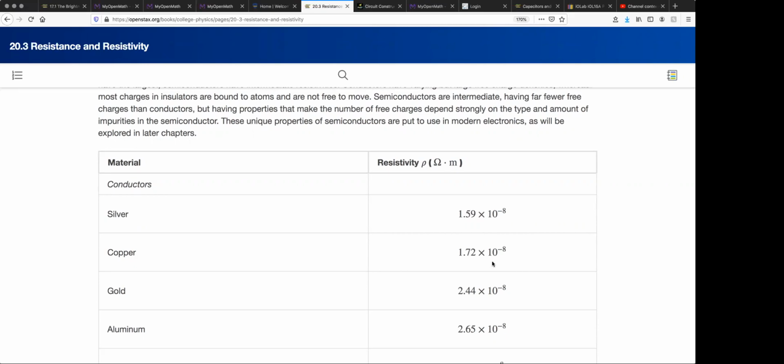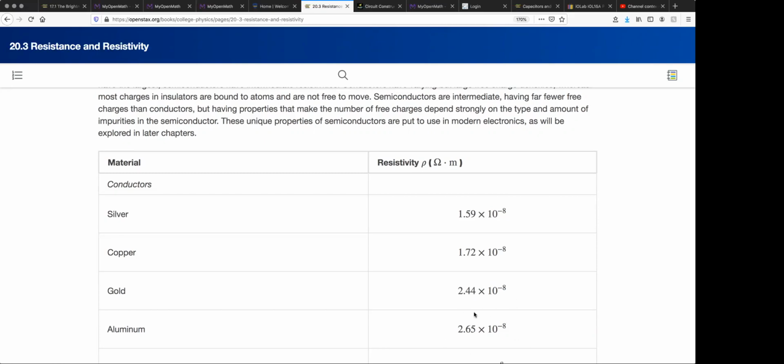Gold is also a pretty good conductor, not as good as these two, but gold has an advantage over these two metals in that it doesn't react with oxygen and oxidize. And most of our electronics are in an oxygen atmosphere because that's where we live. So some of your high-end electronics that you really want to work well all the time are actually using gold in their wiring. And that's one of the reasons that very expensive electronics are very expensive, because of the gold in them. Aluminum is also a fairly good conductor.